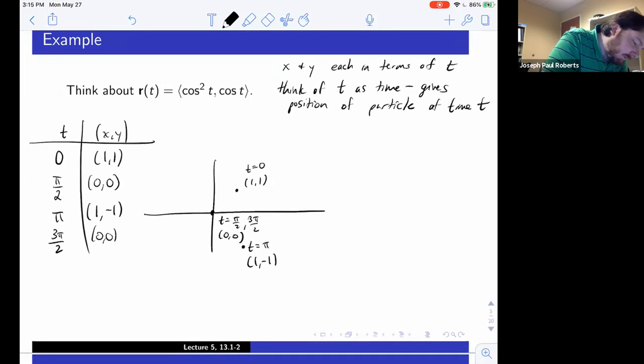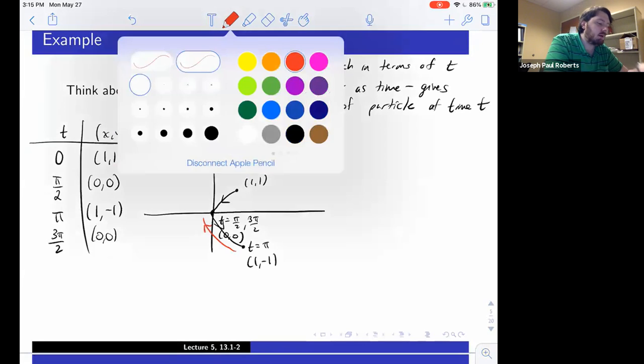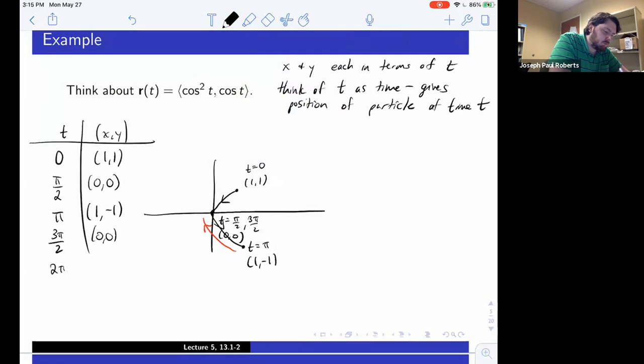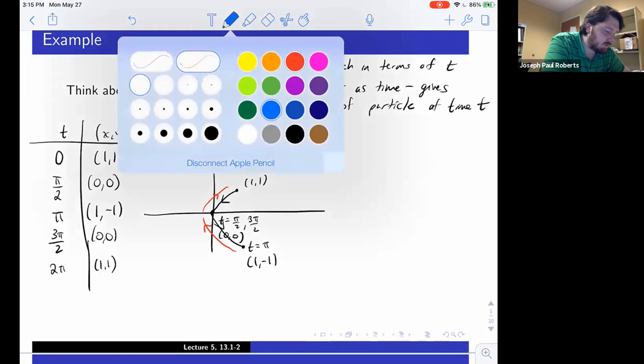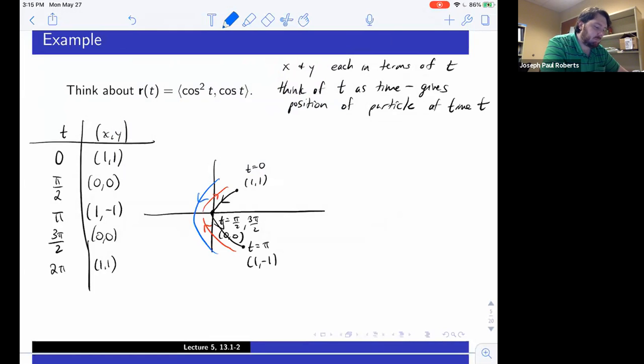So I guess what's happening is our particle goes this direction for 0 to pi over 2, and then when t equals pi, it's here, but then it turns around, and at t equals 3 pi over 2, it's back at the origin, and then at t equals 2 pi, cosine of 2 pi is 1, we're back at 1, 1. And so it turns around, it traces out that same path, and then, cosine t we know is 2 pi periodic, so that's just going to keep on going forever.